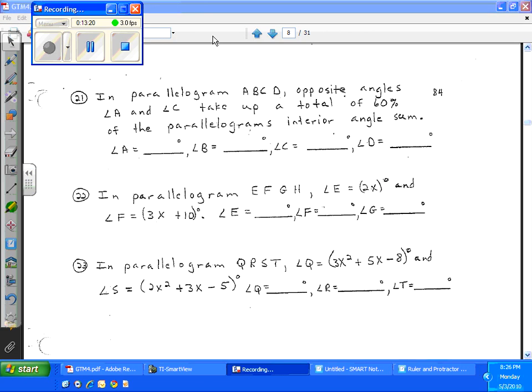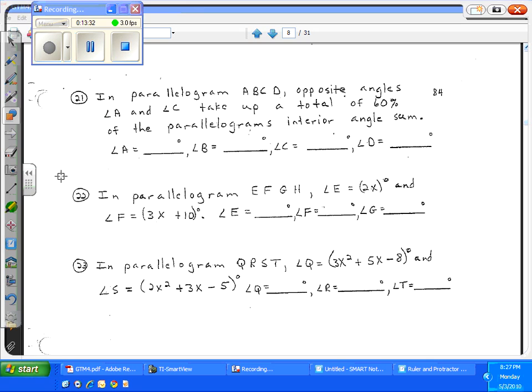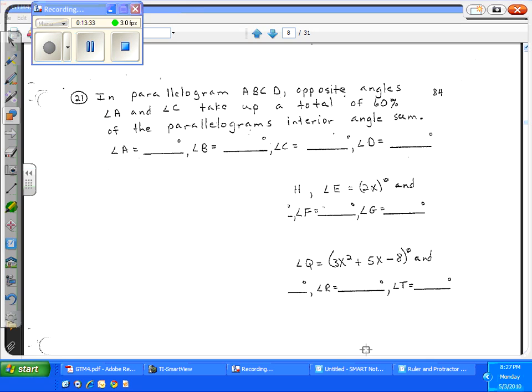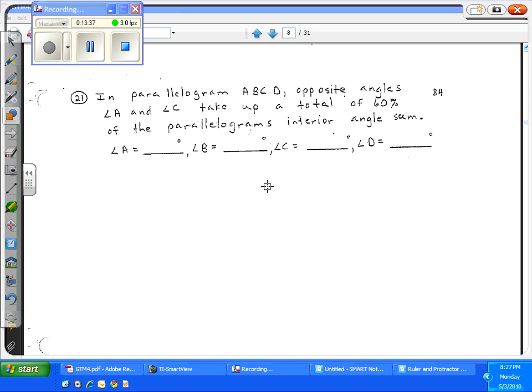Okay, number 21. So we had a couple of drawing things. Number 21 we want to deal with, and we want to talk about number 23 also, because we're going to use some of that factoring quadratic stuff there. Number 21, in parallelogram ABCD, opposite angles A and C take up a total of 60% of the parallelogram's interior angle sum.